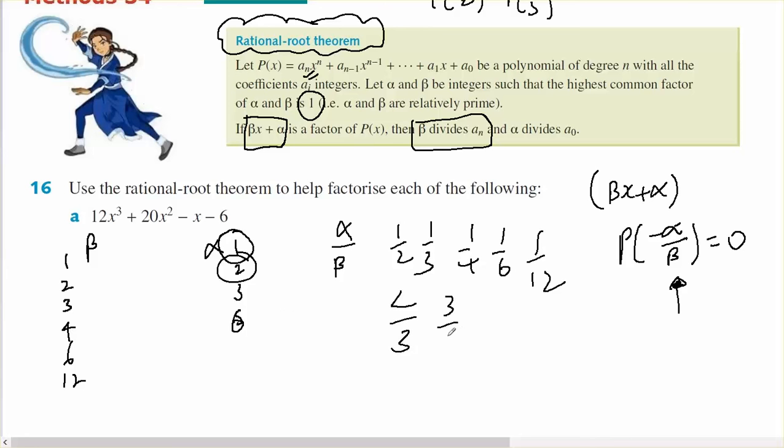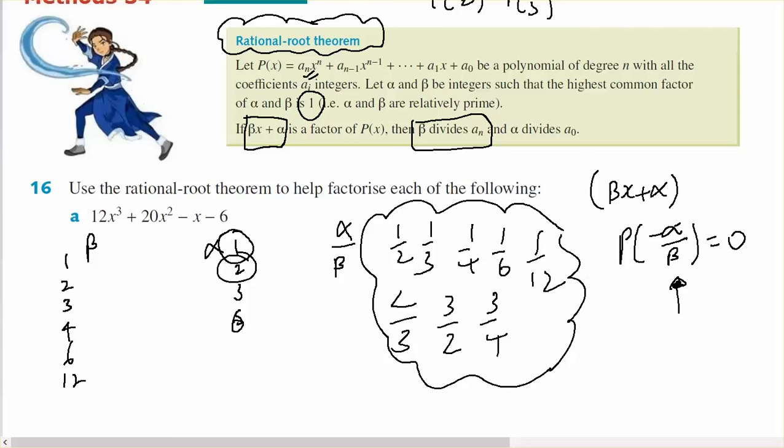I can do 3 on 2, not 3 on 3, 3 on 4, not 3 on 6, not 3 on 12, and 6 on 1, 2, 3 are all whole numbers. 6 on 4 is the same as 3 on 2, 6 on 6 is 1, and 6 on 12 is a half. So my factors must be part of these. So I've done alpha divided by beta. Also I'll consider the negatives.